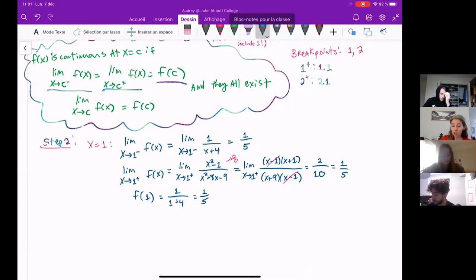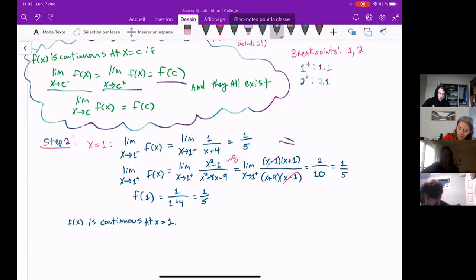The expectation, remember how we talked about limits? The expectation is equal to the reality. So here I could say that f of x is continuous at x equals 1. So it's not one of the discontinuities, but we did still have to check it. Now we're going to check x equals 2.